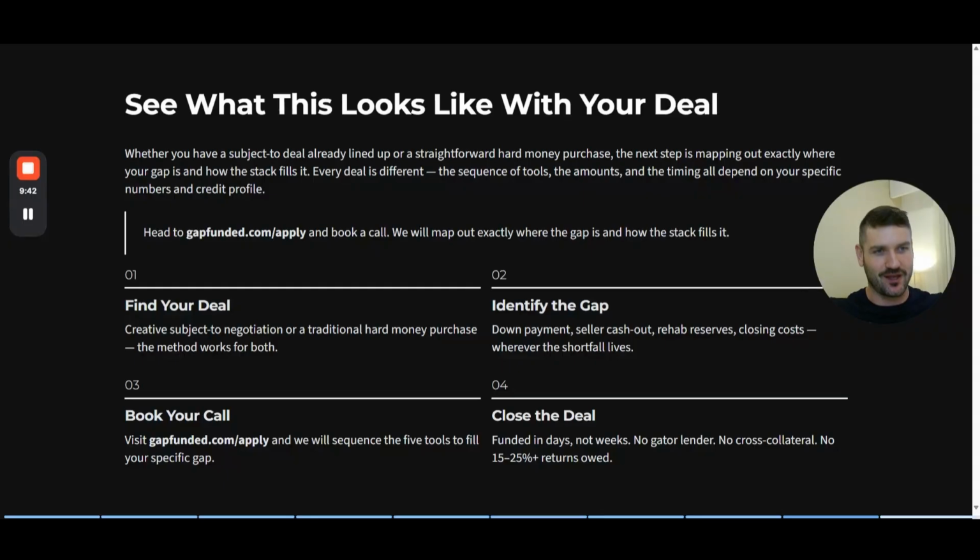Worst case, you walk away with a game plan and the steps to get prepared. So find your deal, identify the gap, book your call, close the deal. Let's get after it.